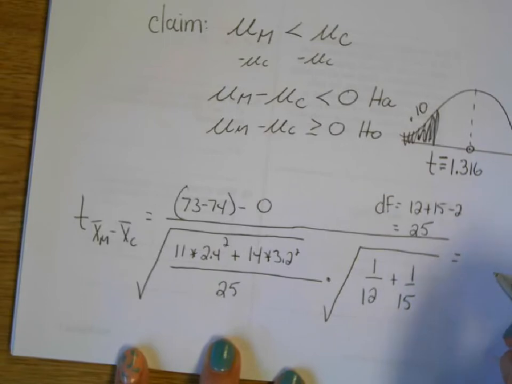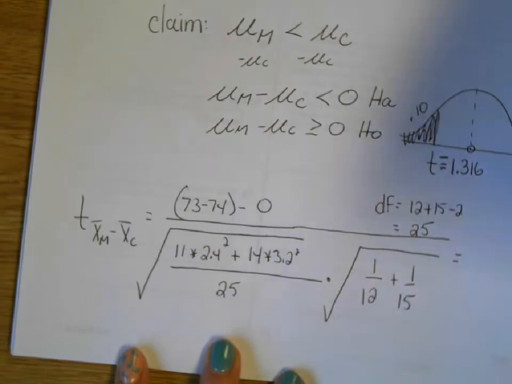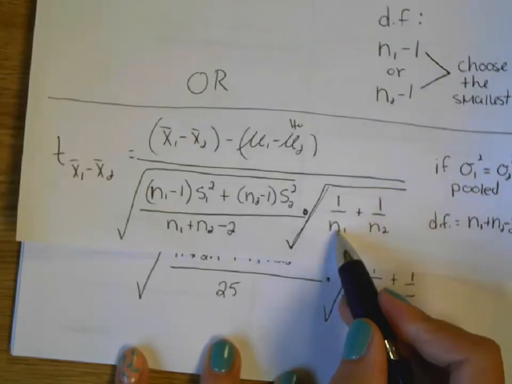Wait, what is the 1 coming from again? The 1? Yeah. 1 over n1? Oh, okay.